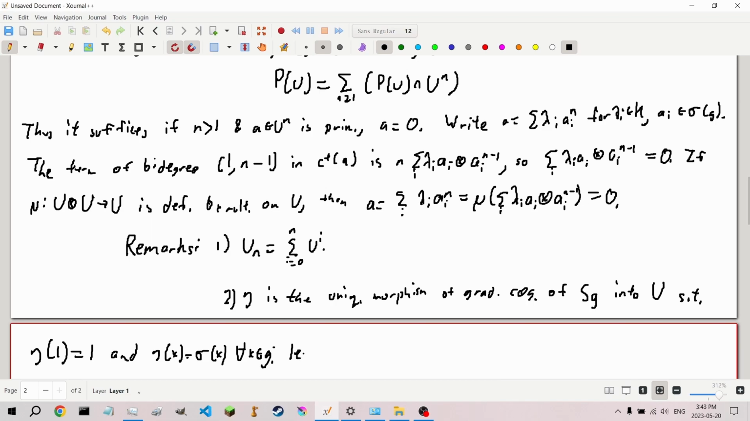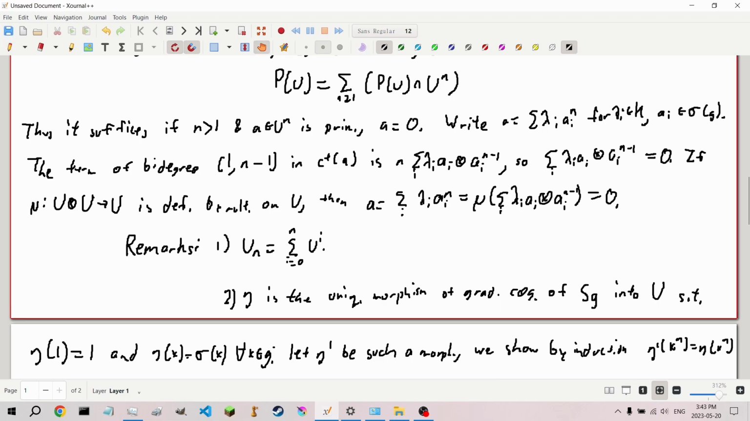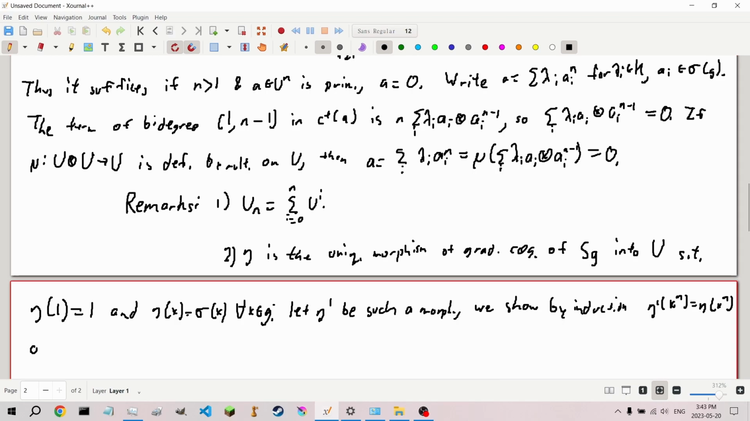I'm going to show this. Let eta prime be such a morphism. We show by induction that eta prime of x to the n is equal to eta of x to the n, by induction on n.